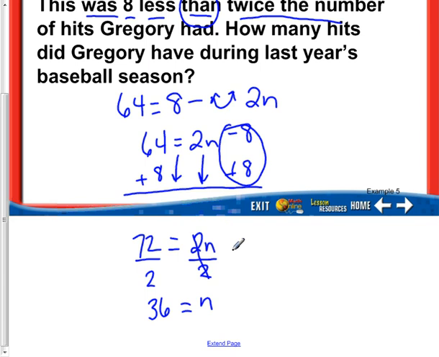Now we need to remember that this is a word problem, so we want to say we have 36 hits. And you could say 36 hits last season, or just 36 hits, that's fine.